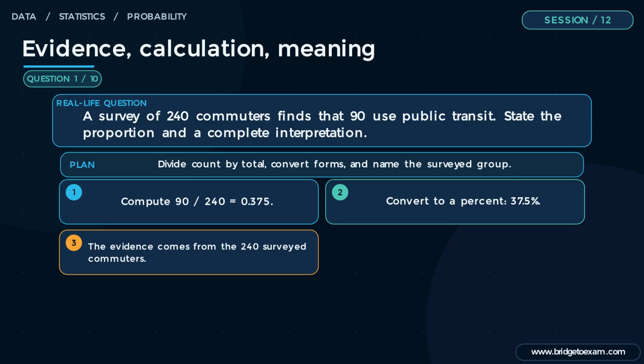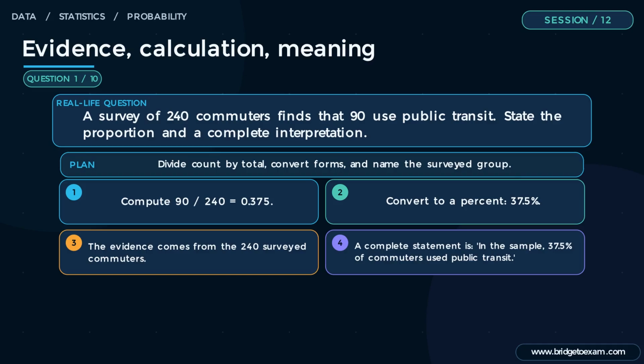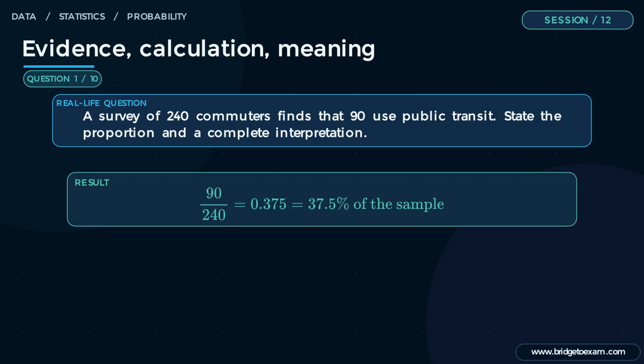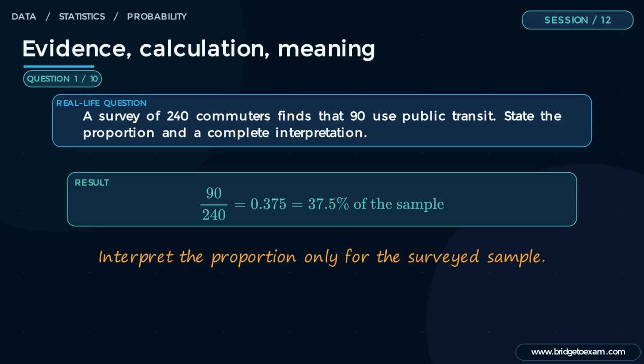Step 3. The evidence comes from the 240 surveyed commuters. Step 4. A complete statement is, in the sample, 37.5% of commuters used public transit. Quick check. Multiplying 240 by 0.375 returns the count 90. This matters in real life because transport reports need both an accurate calculation and a clearly defined group.